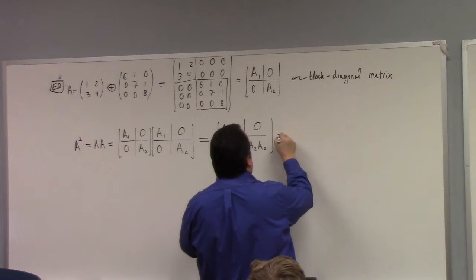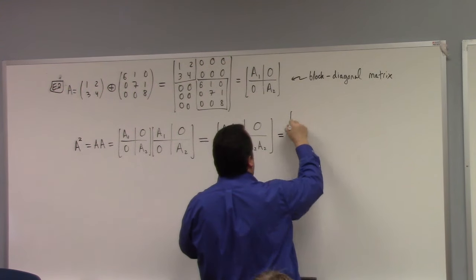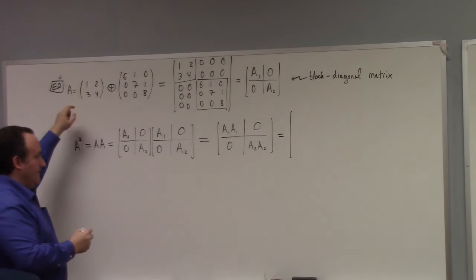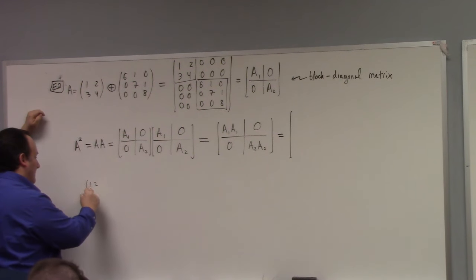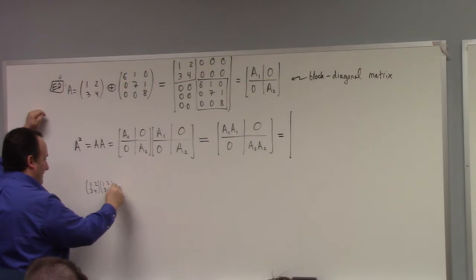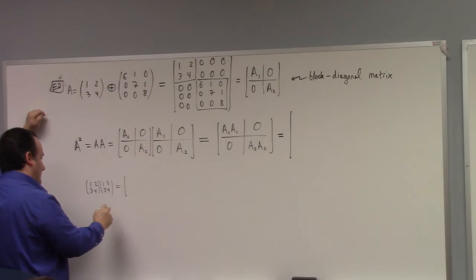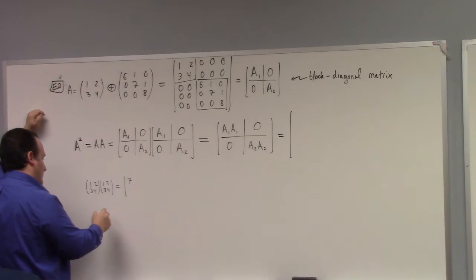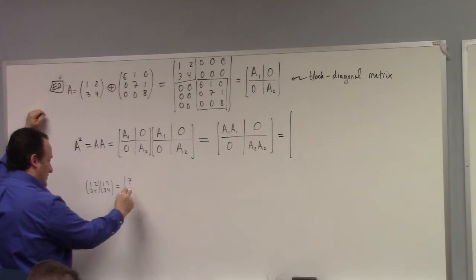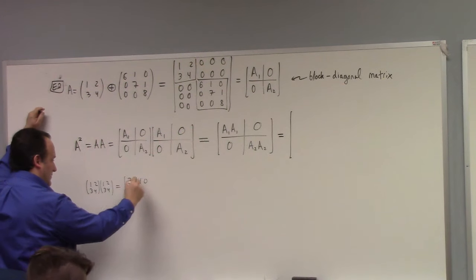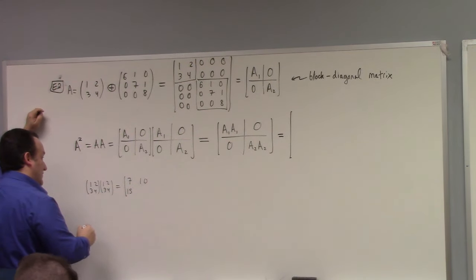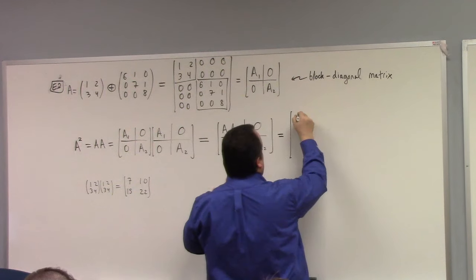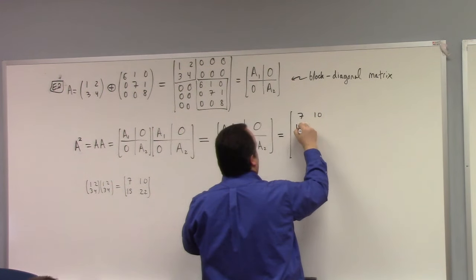In other words, you can figure out what 1, 2, 3, 4 squared is. What do you get? One plus six, seven. 3 plus 12, 15. 2 plus 8, 10. 6 plus 16, 22, I think. So I get 7, 10, 15, 22 if I work it out.